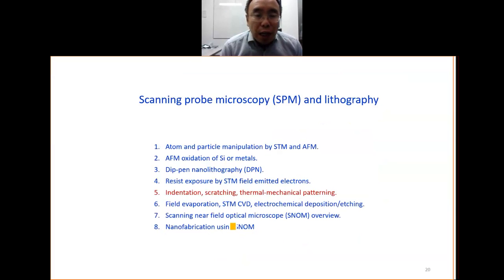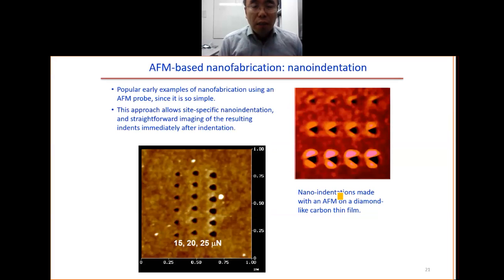So now we will continue with other types of lithography using scanning probe microscopy. Now we look at indentation, scratching, and thermomechanical patterning. This is a very simple idea. You do the nano indentation. You just push. You apply a high force, 15 micronewton, 20 micronewton, 25 micronewton. You push and make some hole patterns on the substrate. The shape of the tip is triangular, so you get this triangular pattern in the diamond-like carbon film.